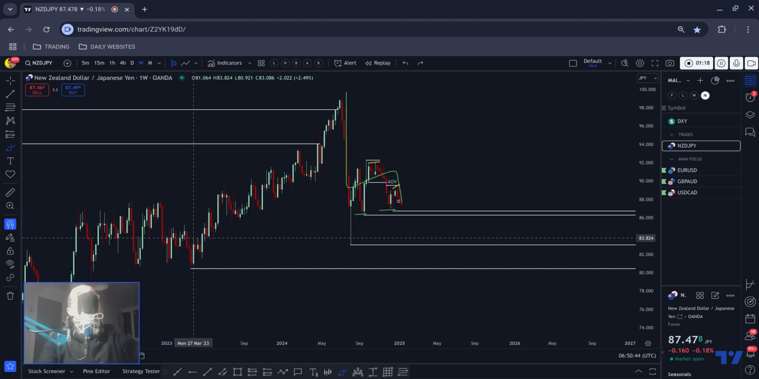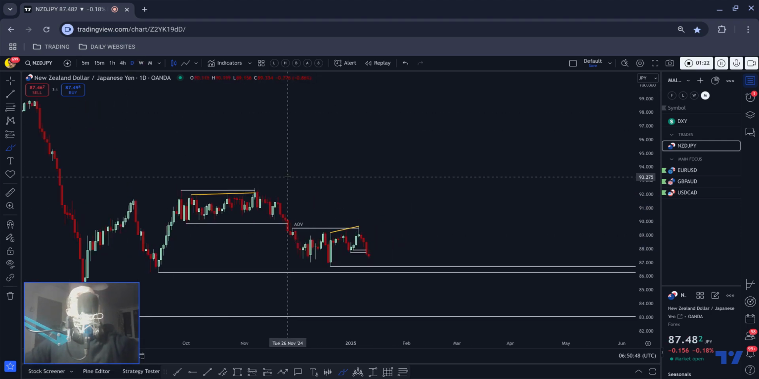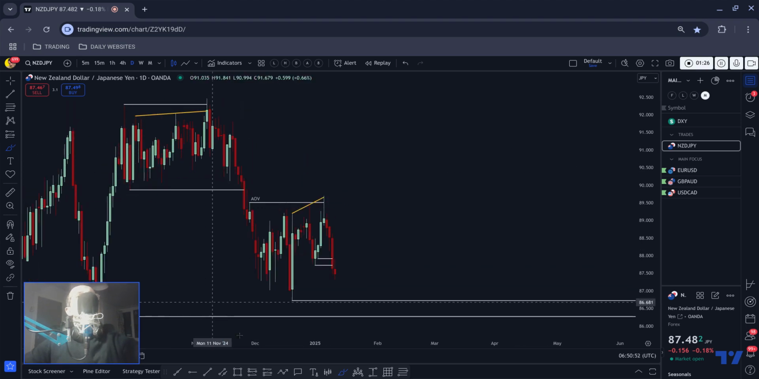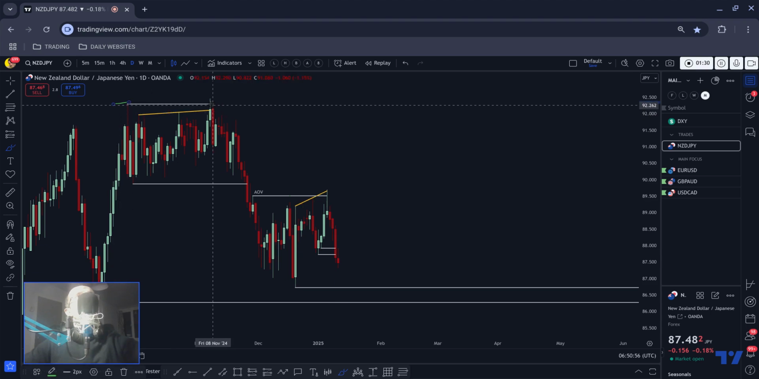So if we just delete all of this, and zoom into the more relevant piece of the puzzle, we had all of this volume. We had this high here. We tapped into it by way of a reversal structure. We broke out of all of this consolidation, and then price left a bit of a footprint here after breaking out of all of that. And then once again, we got there by way of a reversal structure.